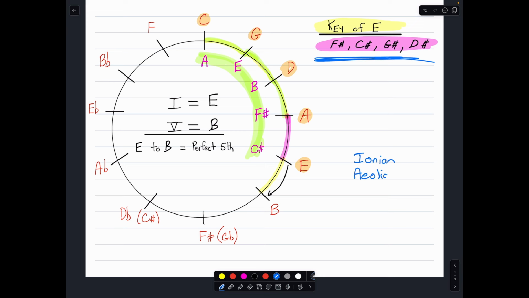And people get all confused. I don't even know if I spelled Aeolian right. But they get all confused because they start hearing all the modes and it just twists their brain up, but it doesn't need to. All right, so just to rehash, key of E major.